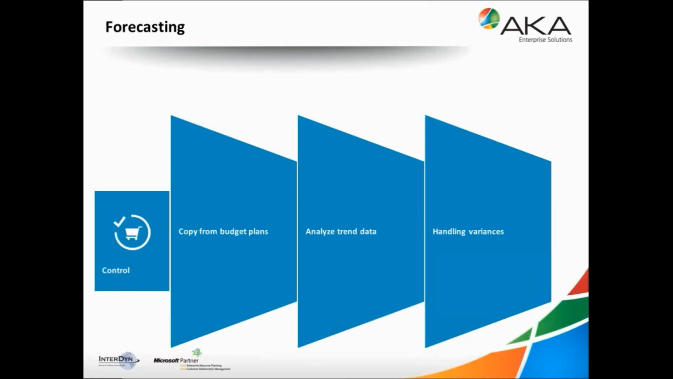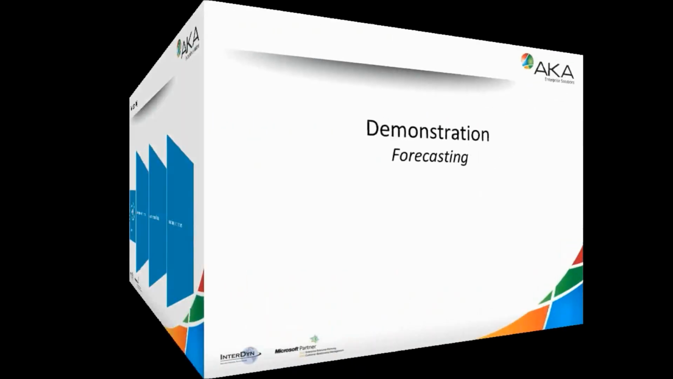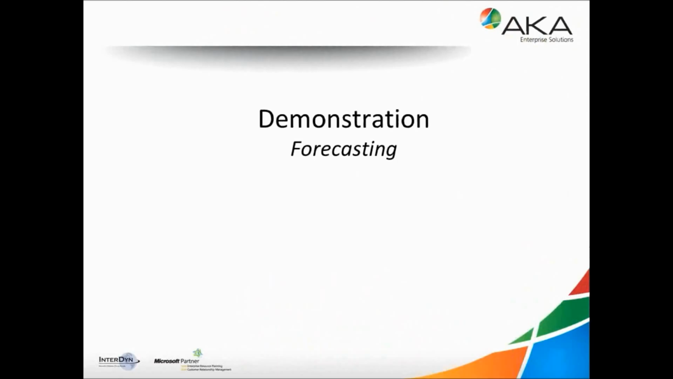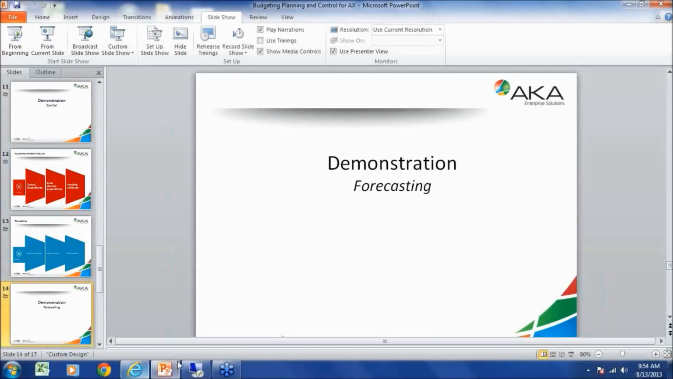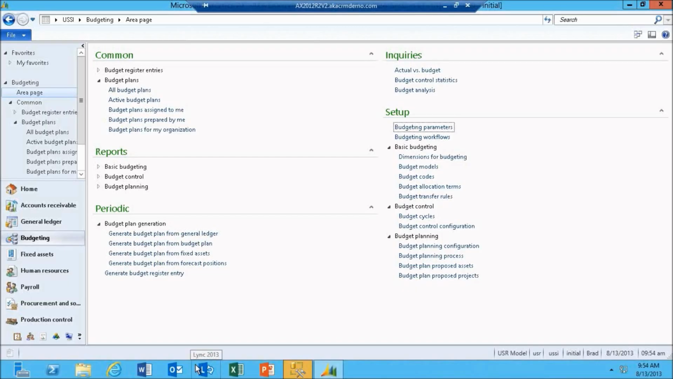We can use the tool set here to copy from budget plans to create unlimited forecasts, typically with a mix of actuals and budgets, and we can analyze the trend data and handle the variances. I'm just trying to keep it quick because we are almost at the 10 o'clock hour. You can generate the budget from a budget plan, you can generate it from a general ledger, you can do a mix thereof, and then you can lift or reduce them, and it could be a mix thereof. The budgets are unlimited, and they're all available inside financial reporting.